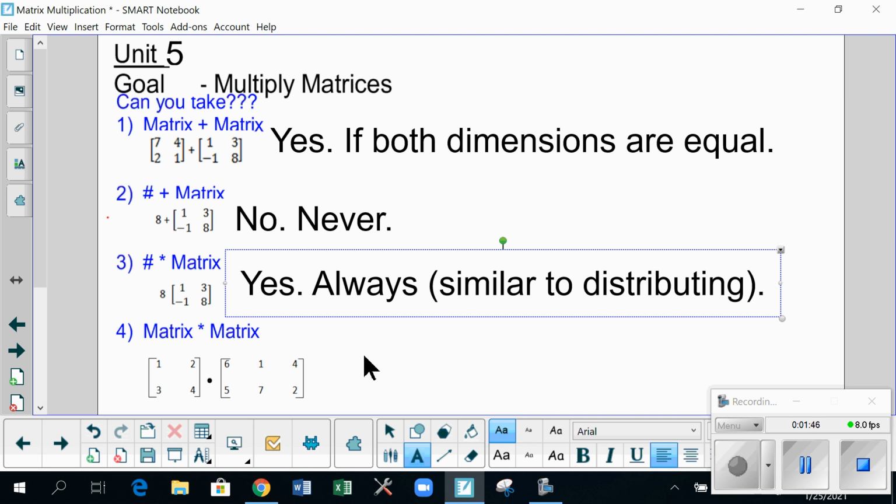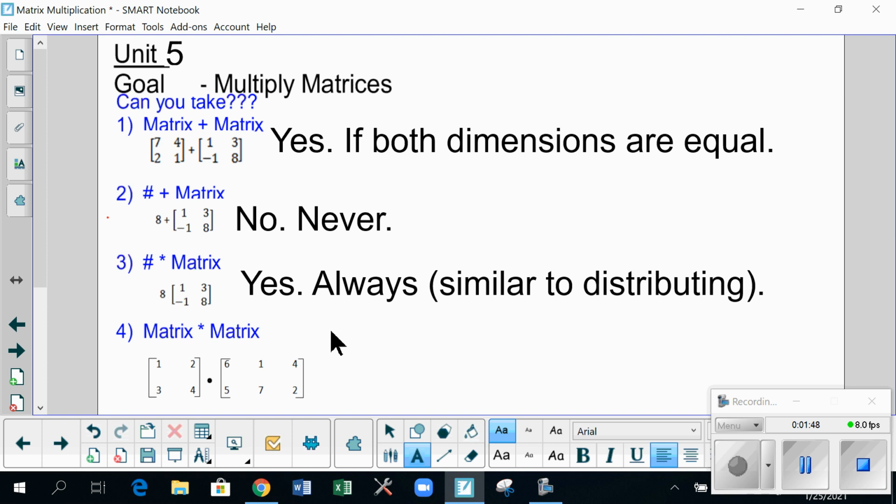All right, so the first three have pretty straightforward answers. Now, what about the last one? This is the new thing. Are we allowed to take a matrix times a matrix? This is the whole goal for today, is seeing if we can do this. And the answer is yes. But there's also an if that comes with this. And it's kind of bizarre.